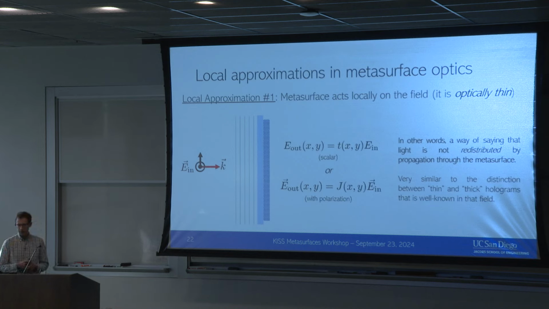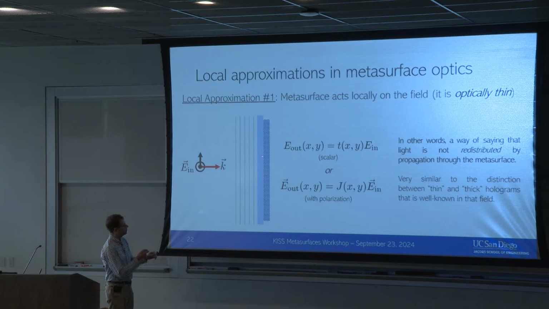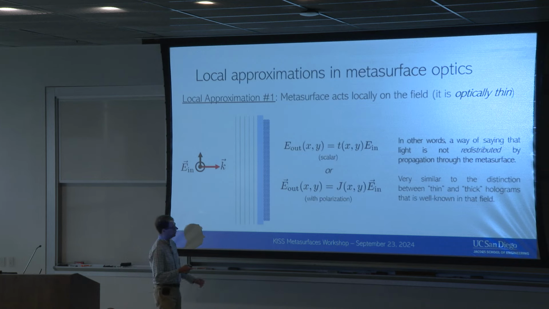Local approximation number one is that the metasurface is acting locally on the field. In other words, it is an optically thin element, which is to say that the input field and the output field are linked by something that just acts locally. That it comes in, it is phase shifted or amplitude modulated, and exits at the same point. You could state that in terms of scalars or also with polarization, in which case it would be a local Jones matrix.